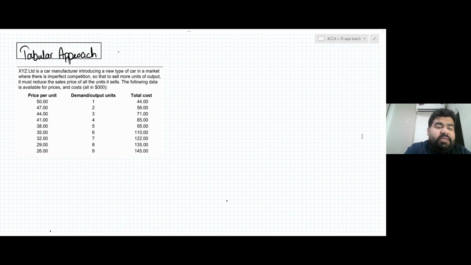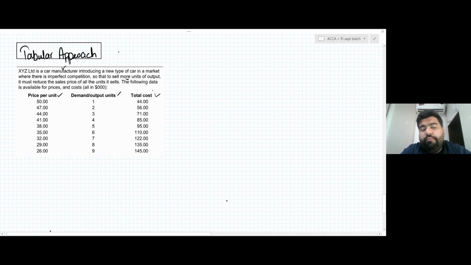XYZ Limited is a car manufacturer introducing a new type of car in the market where there is imperfect competition, so that to sell more units of output, it must reduce the sales price of all units it sells. Obviously, if you want to increase the demand, you have to decrease the price. The following data is available. So they are telling you the price per unit, the output, and the total cost here.